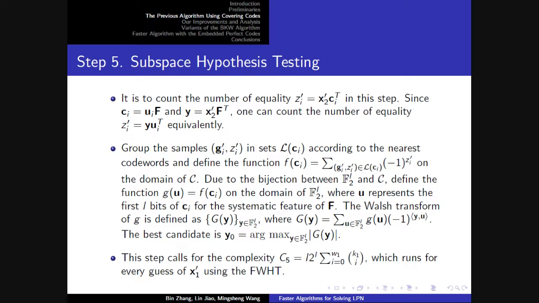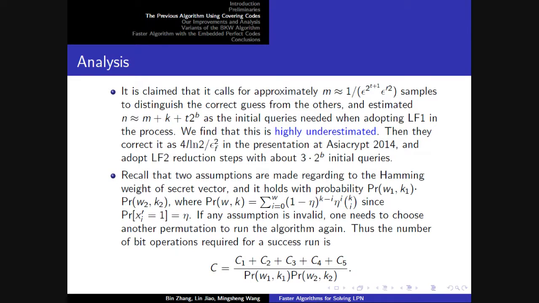And the subspace hypothesis testing is just a fast Walsh transform. And this transform has to be repeated this number of times, once for each guess of x1' using this transform. And we show in our paper that the data complexity is highly underestimated. They use this formula, but it is not correct. Then they updated it to this quantity in their presentation at the conference and adopt F2 reduction with this number of initial queries. And this is the complexity formula for their attack.